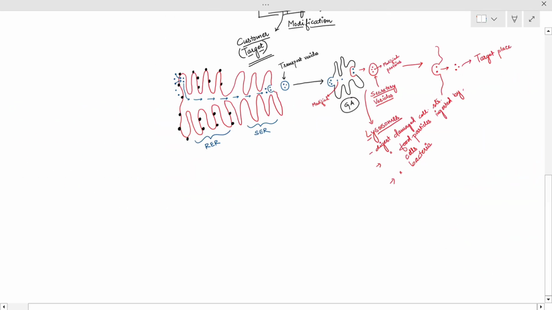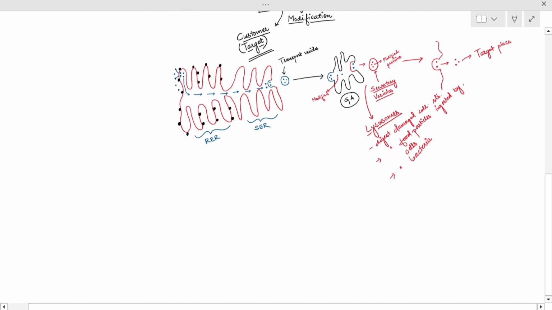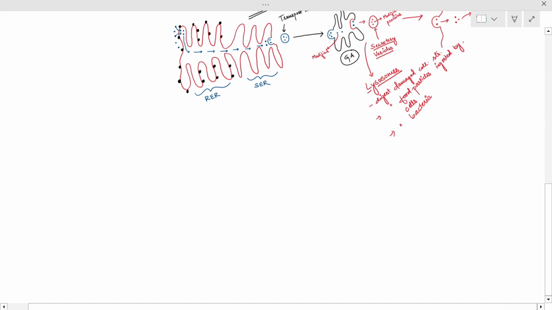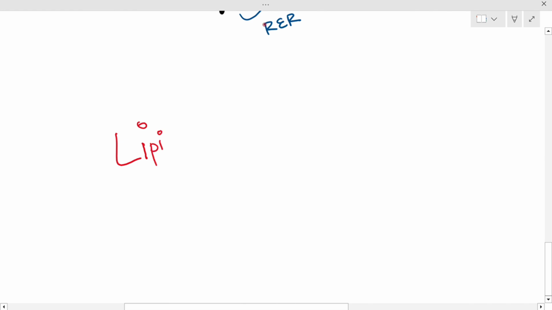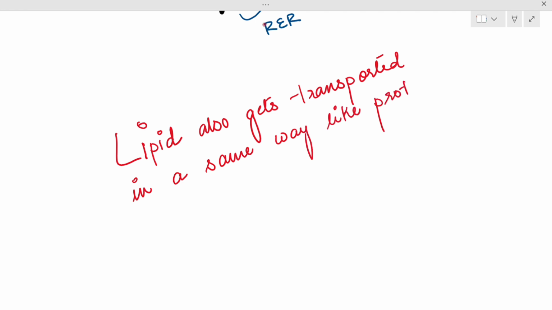So similarly, like protein transportation, how the protein gets transported from the rough endoplasmic reticulum and smooth endoplasmic reticulum to the targeted place, followed by the Golgi apparatus and also by the transport and secretory vesicles, likewise lipid also gets transported in the same way, like protein transportation.